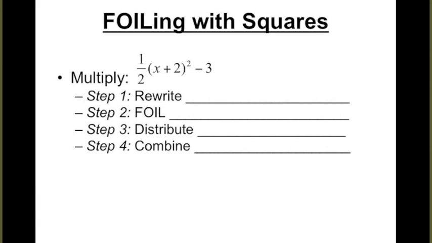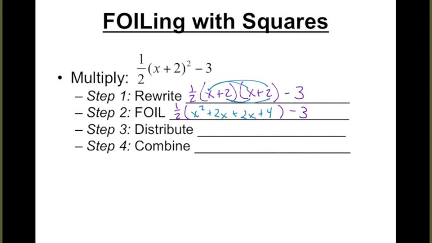Alright, so first step is to rewrite as that squared thing multiplied by itself. Then we leave the 1/2 alone for right now, and we leave the minus 3 alone for right now. But we're going to take those parentheses and FOIL them or distribute them through. So I'm going to take the x and multiply it through. Gives x squared plus 2x. And take the 2 and multiply it through. Gives 2x plus 4.